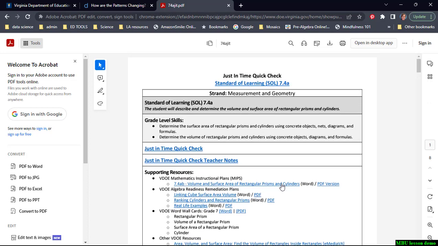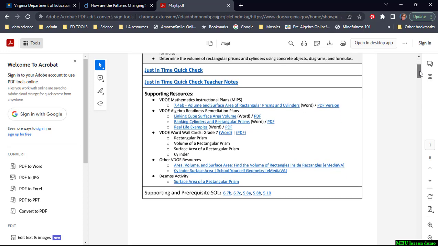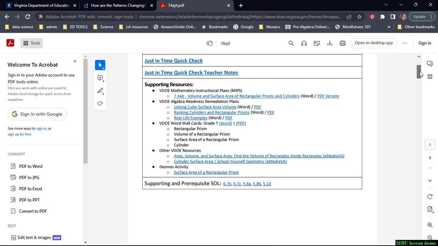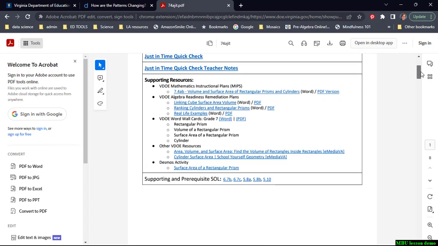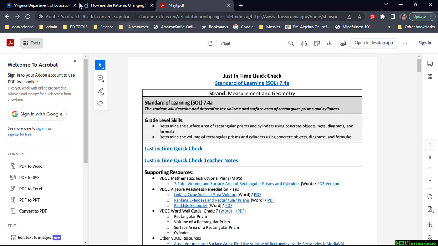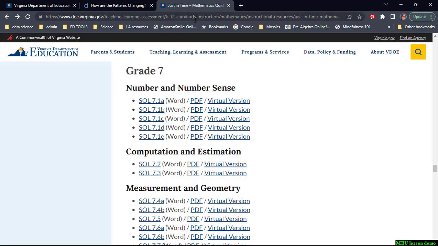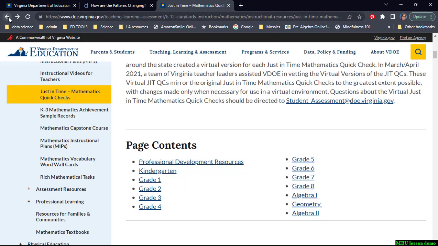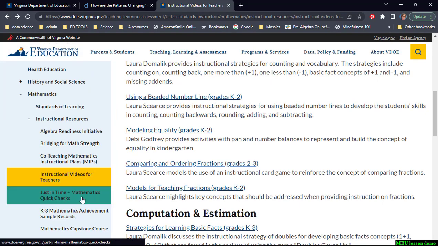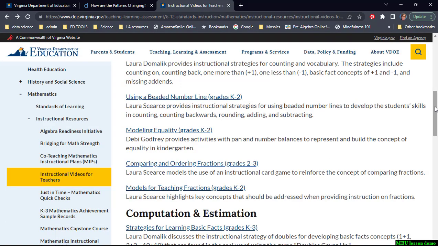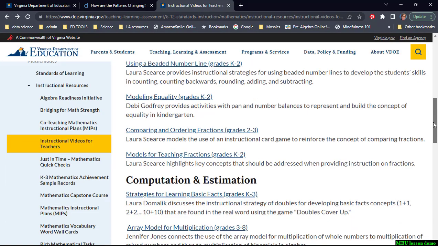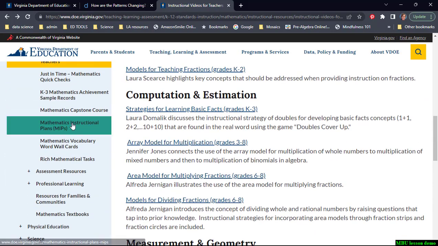Then underneath of it, there's resources. So the instructional plans that are fully developed, algebra readiness plans that could help. So it's just very well organized and gives you lots and lots of resources and things you can pull from. Okay. Well, I don't know. Just go ahead and look through. You'll see tons of things.